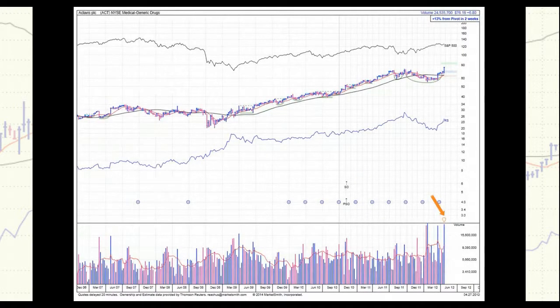Here's ACT Activists, and another very clear breakout right here, right? And this one got extended very quickly. And you can see, look at that volume spike compared to all of these volume bars over here. What is going on, right? There's a huge line out for this stock at this point.